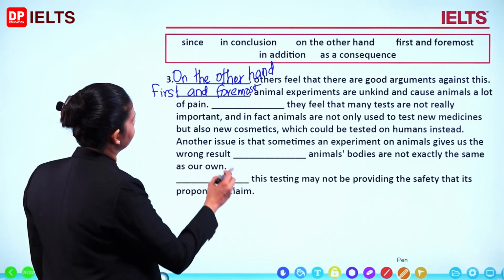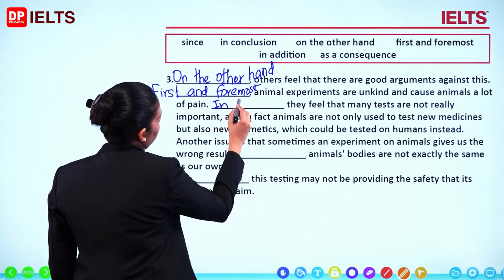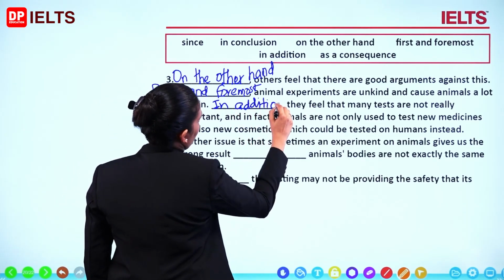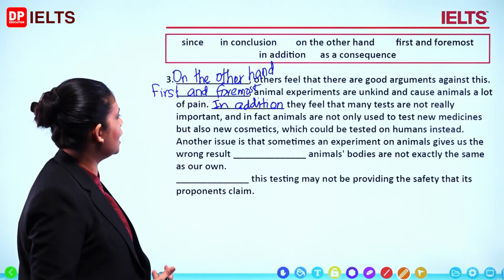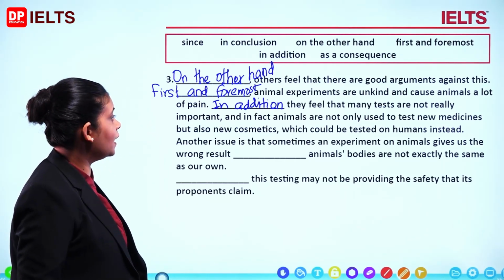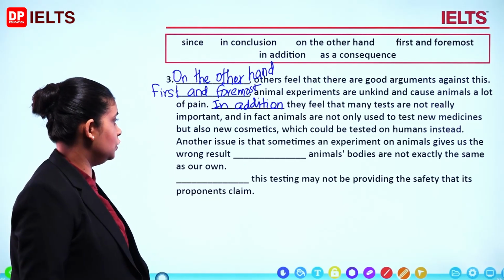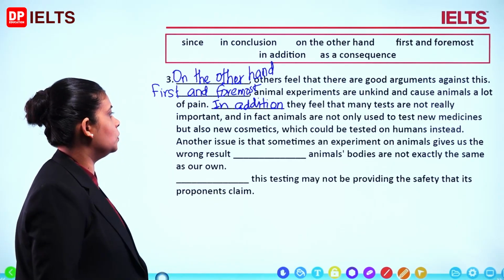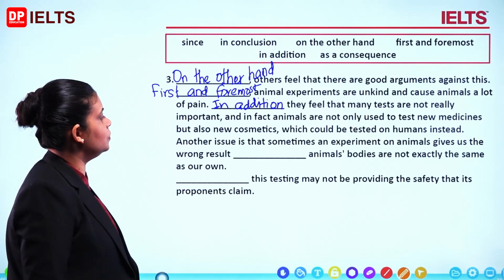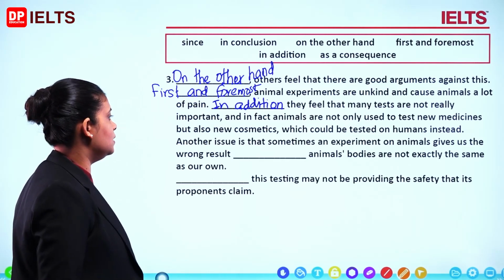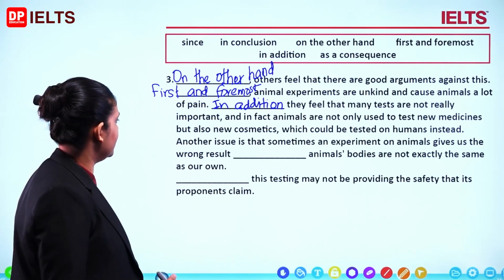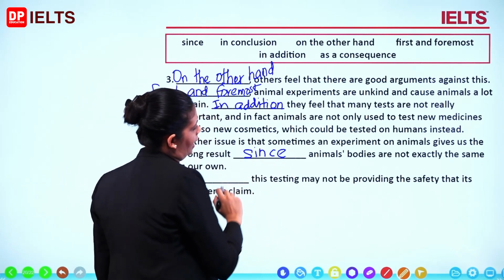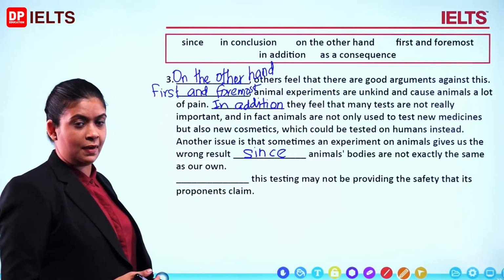In addition, they feel that many tests are not really important, and in fact, animals are not only used to test new medicines but also new cosmetics, which would be tested on humans instead. Another issue is that sometimes an experiment on animals gives us the wrong result or results, since animals' bodies are not exactly the same as our own.